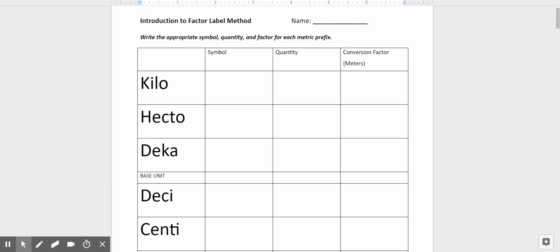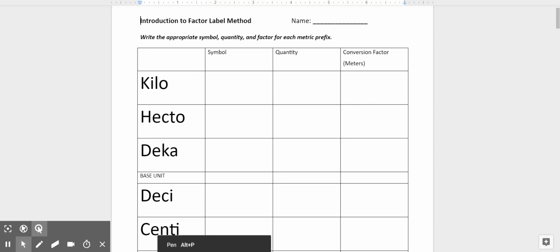Introduction to factor label method. The purpose of this video is for you to understand the quantities associated with metric prefixes and be able to convert from one metric quantity to another. First, let's talk about what each symbol prefix is and the quantity it stands for, and the conversion factor associated with switching from the base unit to that particular prefix.